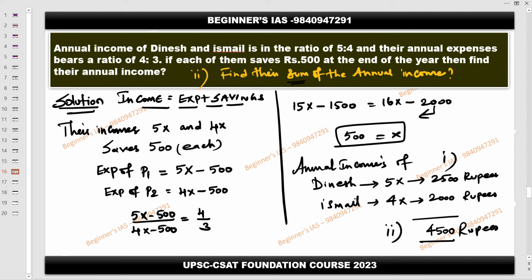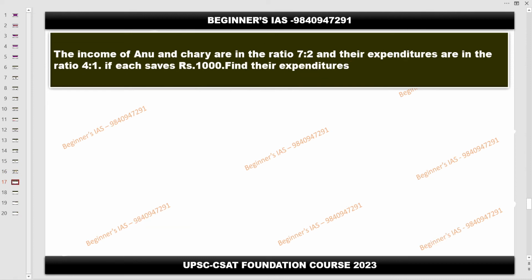Shall I move to the next? So this is the next question. The income of Anu and Charu are in the ratio 7:2. Their expenditures are in the ratio 4:1. If each saves rupees 100, find their expenditure. Here the question is dealing with the expenditure, not with the income.